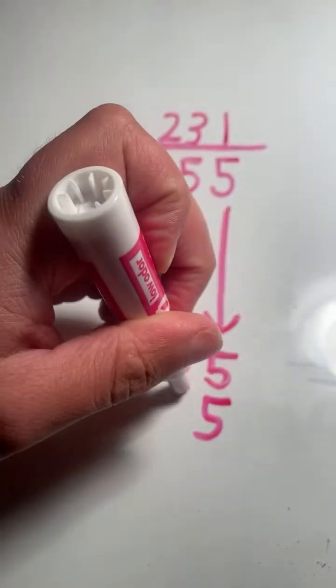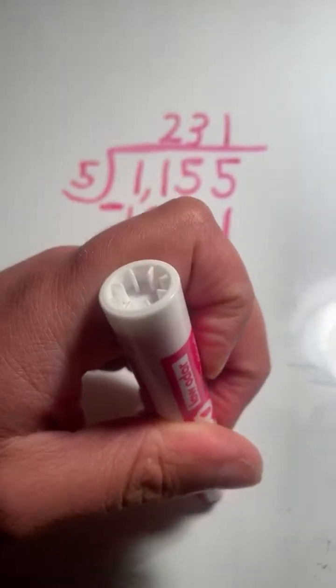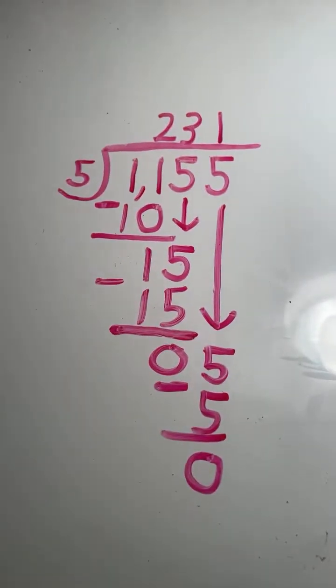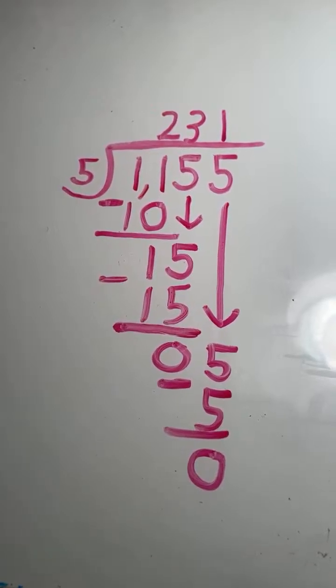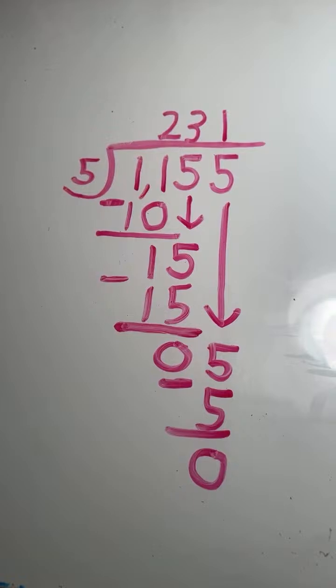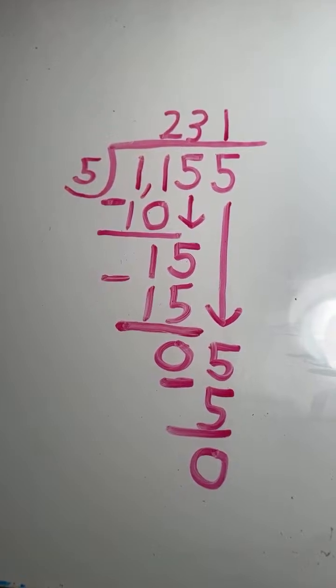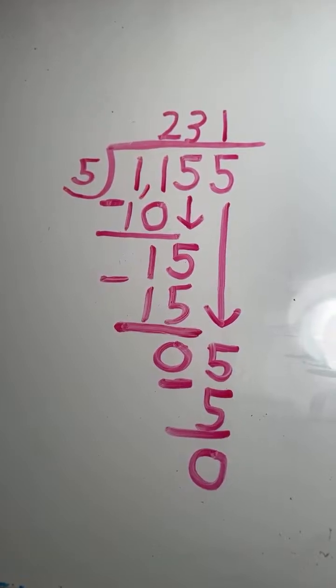So 5 minus 5 equals 0. There is no remainder. So we have our final answer. 1,155 divided by 5 equals 231.